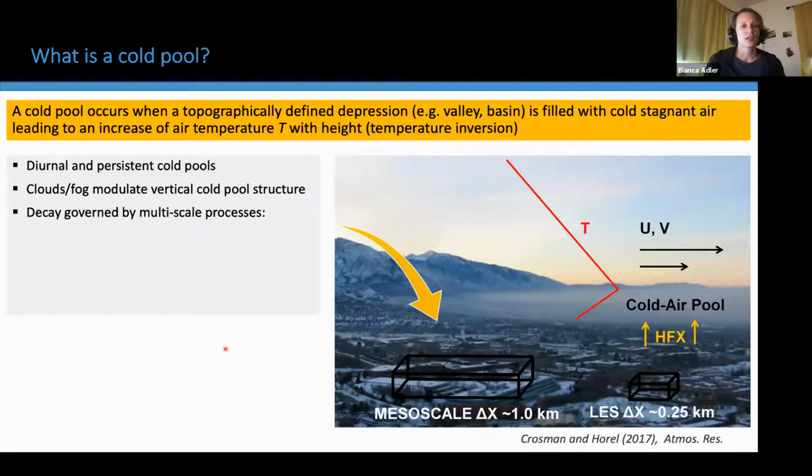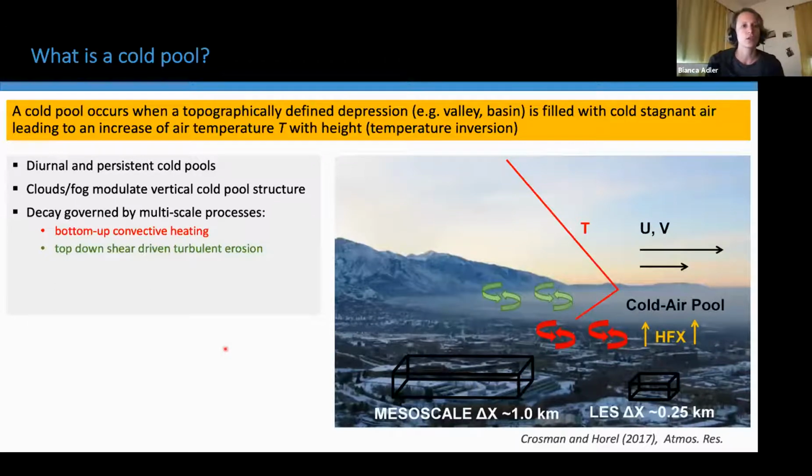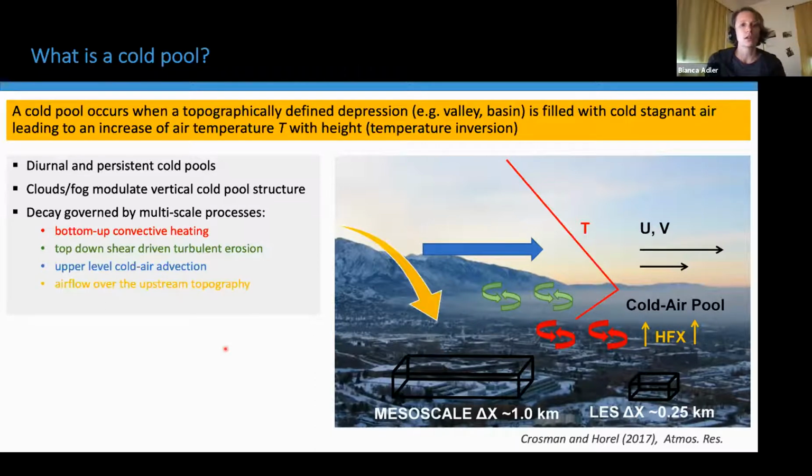For many applications, the decay of the cold pool is the most relevant part. And very often there are multi-scale processes involved in that. So these processes range from the smaller scales, such as bottom-up convective heating or top-down shear-driven turbulent mixing, to processes on larger scale, such as upper-level cold air advection with the synoptically driven flow, or also mountain waves and downslope windstorms, which form when the flow interacts with the upstream orography. And this can also lead to a horizontal displacement of the cold pool.